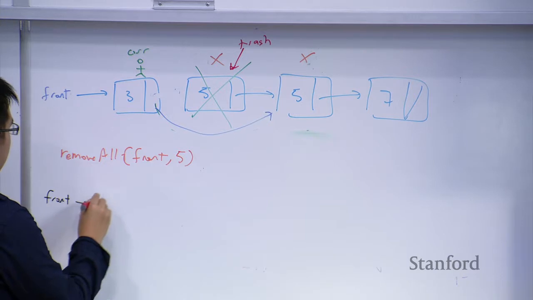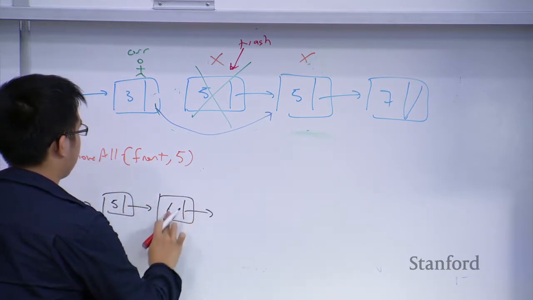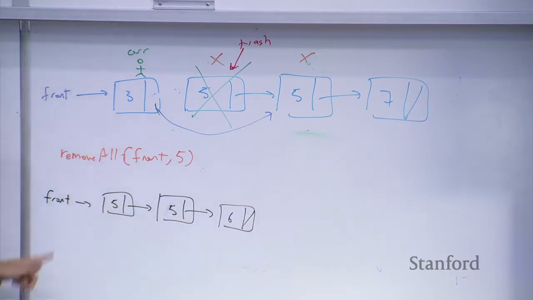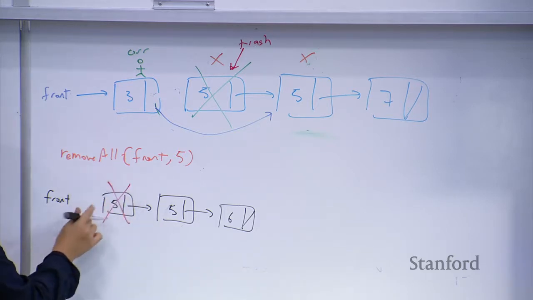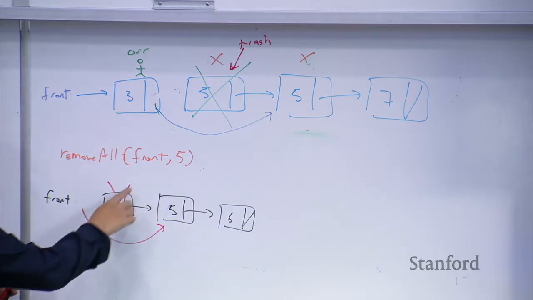Front, 5, 6, or actually let's do 5, 5, then 6. Suppose we try to handle the front. Then what we'll do is, okay, we'll remove this one, and then we'll change front to here. That's also a problem because now we have to handle front again. Right? We can never actually go into our loop because our front keeps changing. But even while front is changing, we can't go into the loop yet. We have to handle front as a special case.